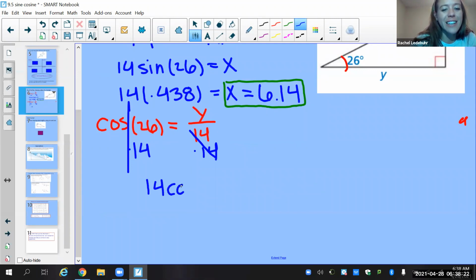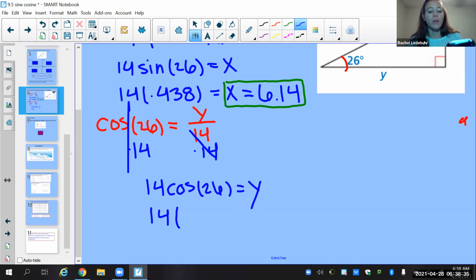14 cosine of 26 is equal to y. Right, so I just multiplied both sides by 14. Again, that trig function is in your calculator. Right, it's the one in between sine and tangent if you're using this. So I say cosine of 26, and you should get 0.899, we'll say.